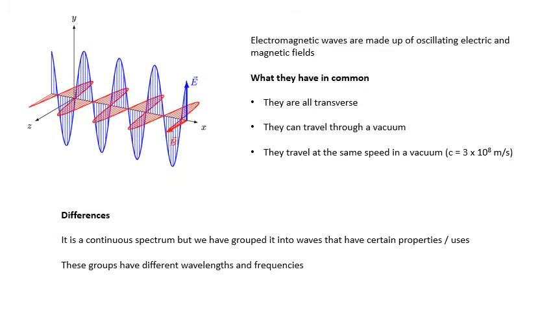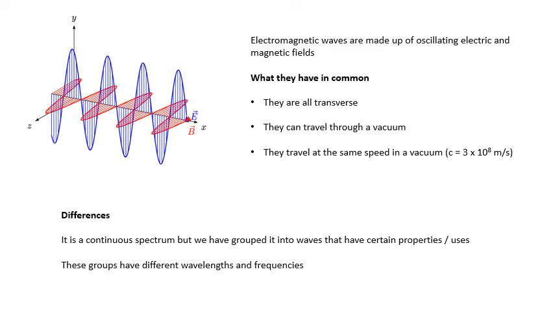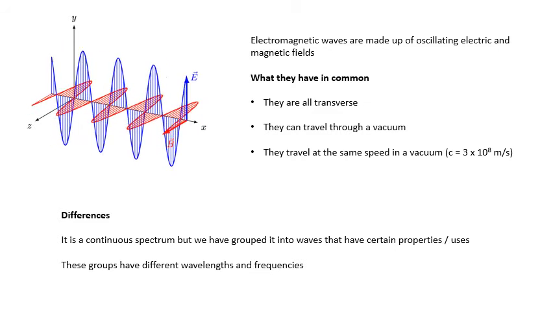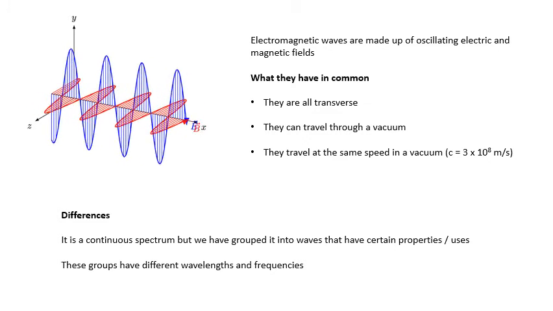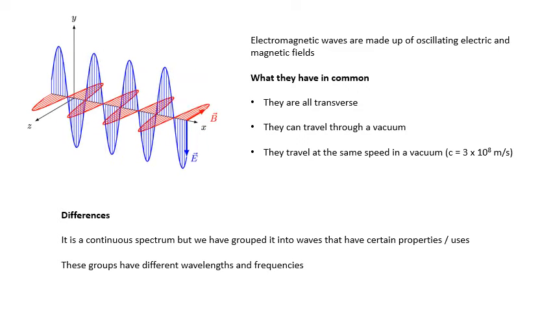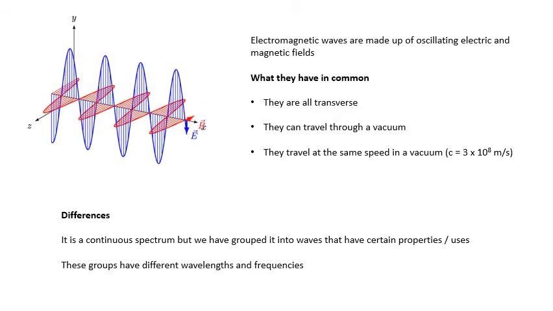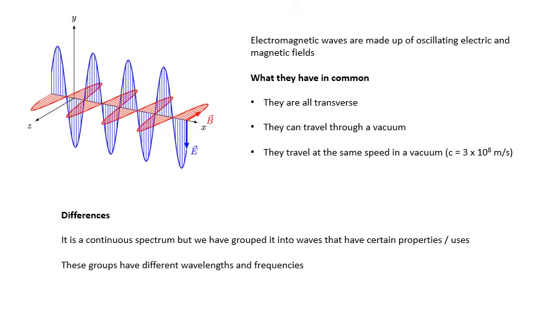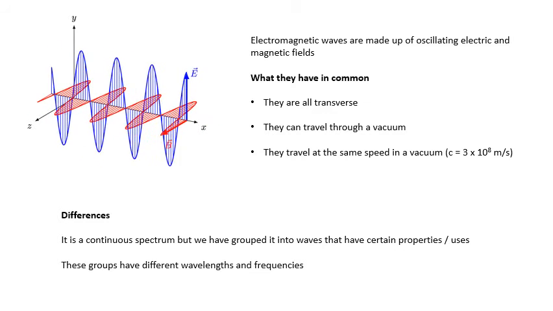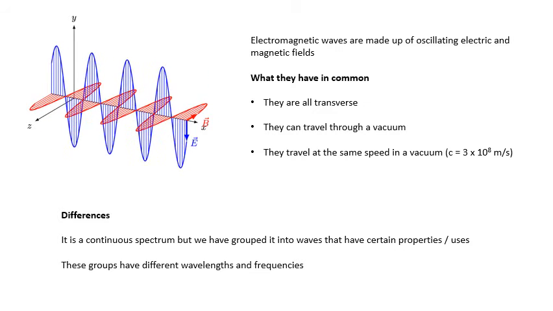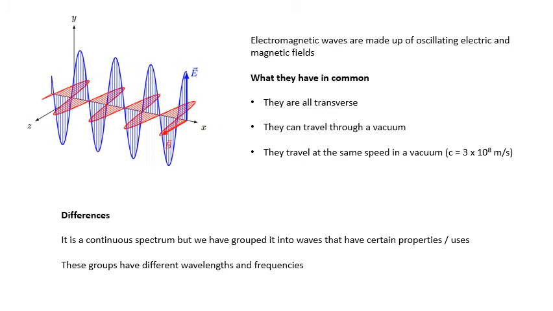Now, all these types of electromagnetic wave, they are transverse. They can travel through a vacuum, so they can travel through space, and they travel at the same speed in a vacuum. And that is little c, 3 times 10 to the 8 meters per second, which is very interesting. It's the universal speed limit. Nothing can travel faster.